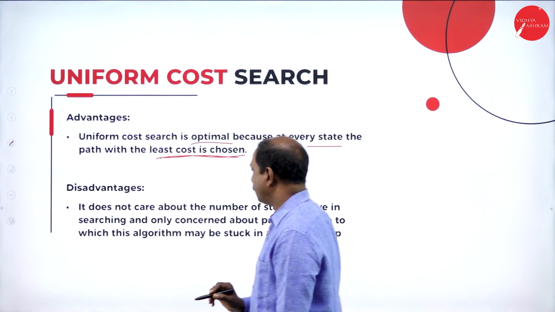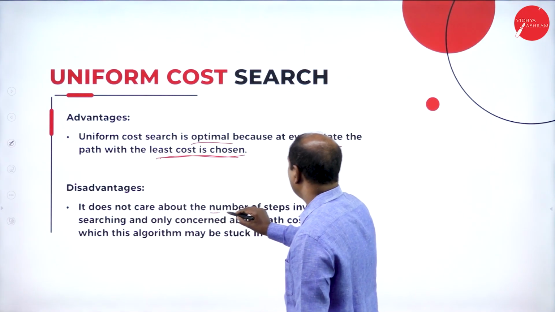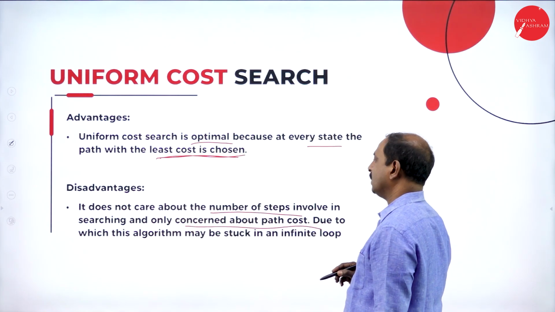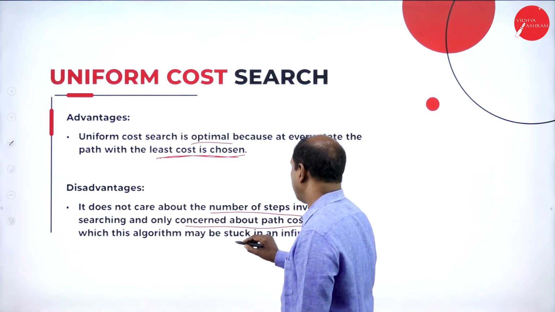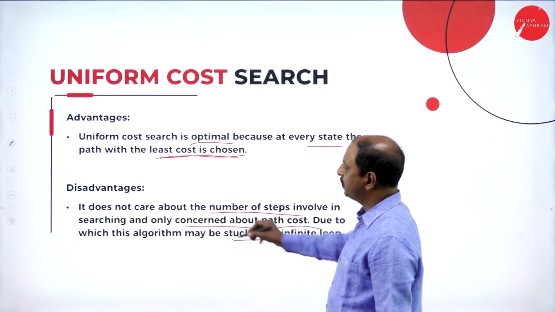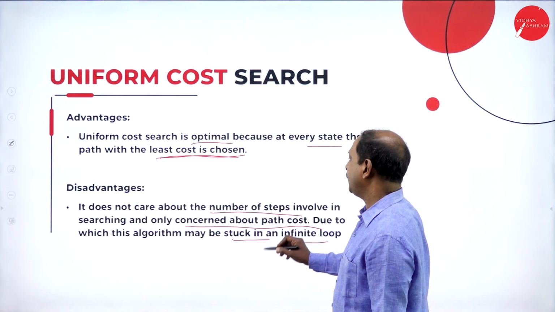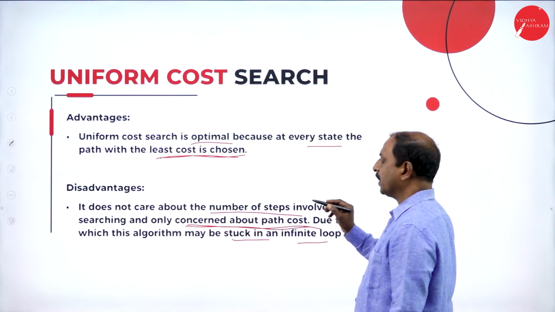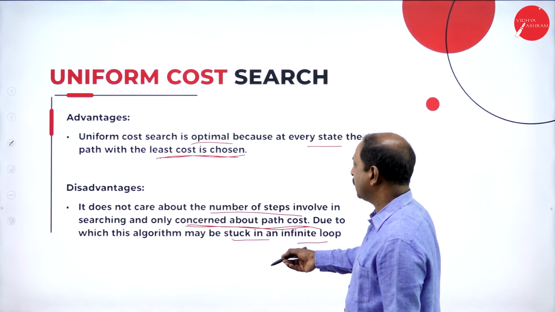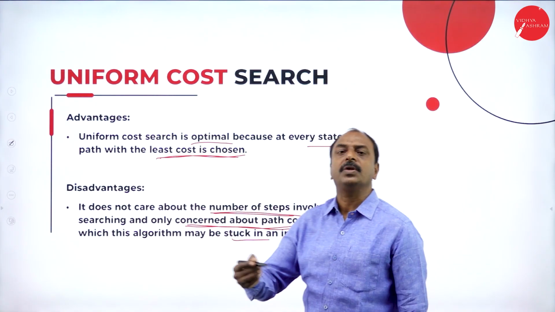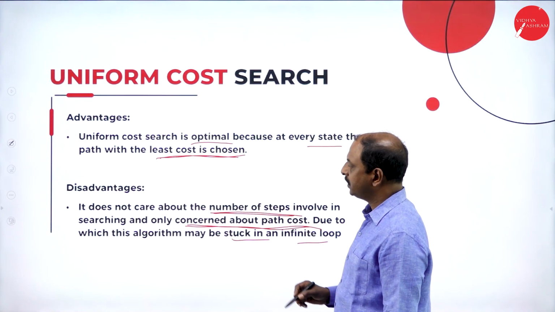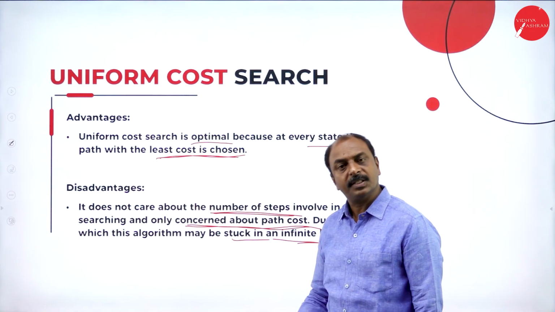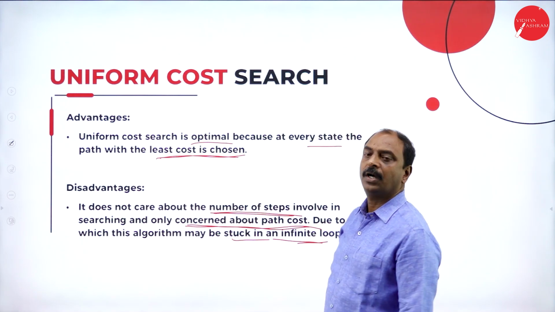What's the drawback of this? Disadvantages: it does not care about the number of steps involved in searching and is only concerned about the path cost. Due to this, the algorithm may be stuck in an infinite loop. This is the main drawback, as it concerns only the cost value or path cost, so it may not consider the number of steps taken to reach the goal node. So it may lead to an infinite loop. This is the disadvantage of the uniform cost search algorithm.